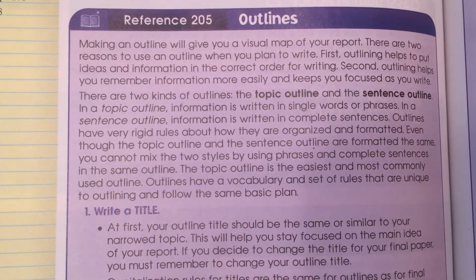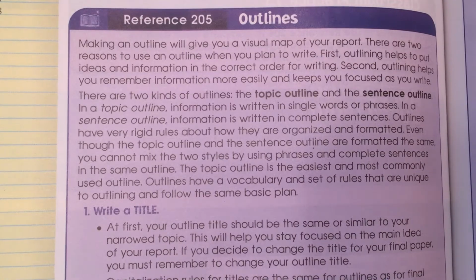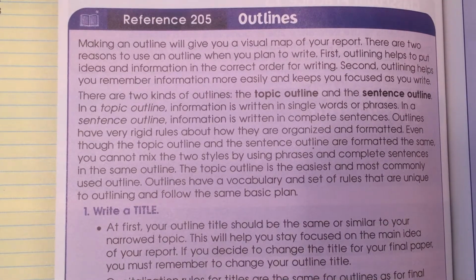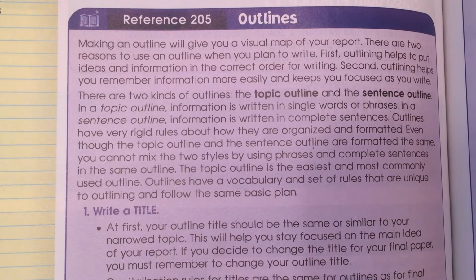Okay, class, today we're going to learn about making outlines. Now, we've done sentence outlines before with our essays that we've done in class, but the kind of outline that we're going to make with our C.S. Lewis research paper is going to be a topic outline. So it's a little bit different, okay? But we're going to go over the rules today for the proper form of outlines.